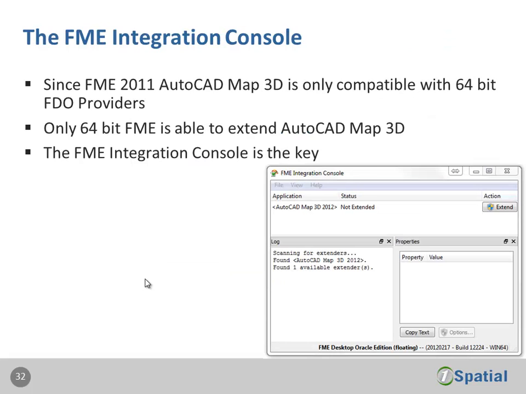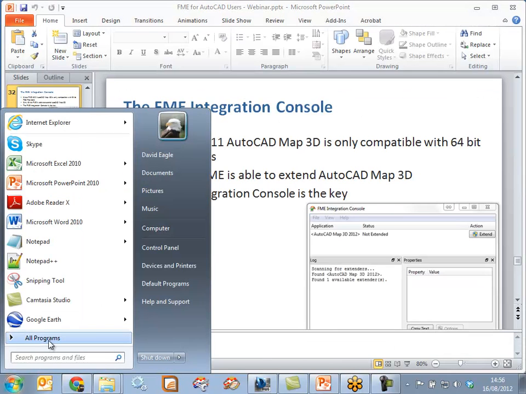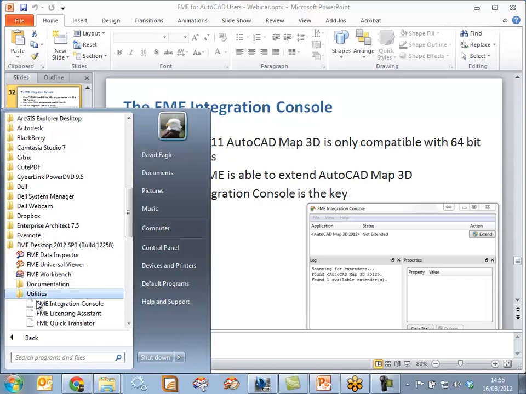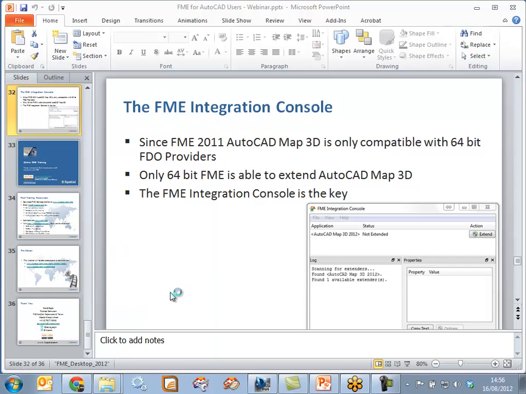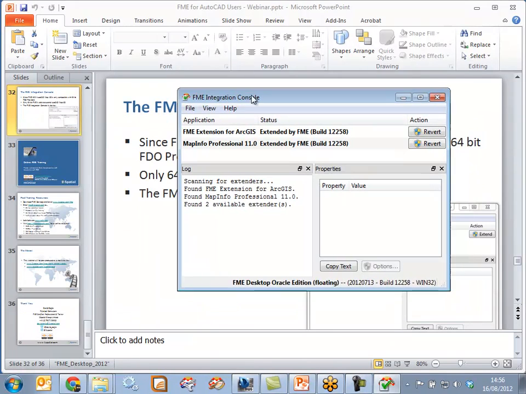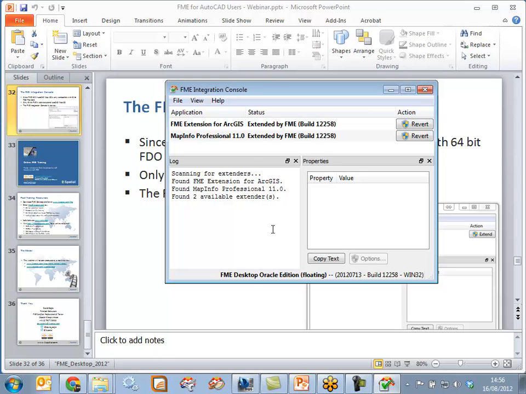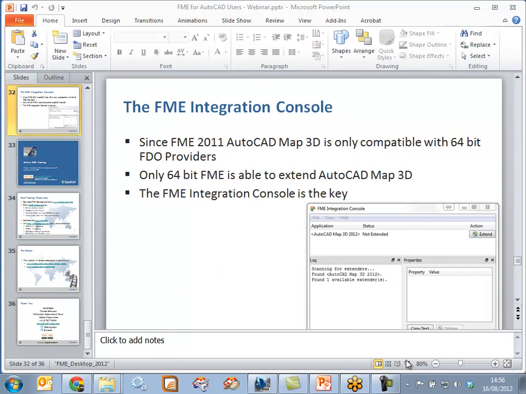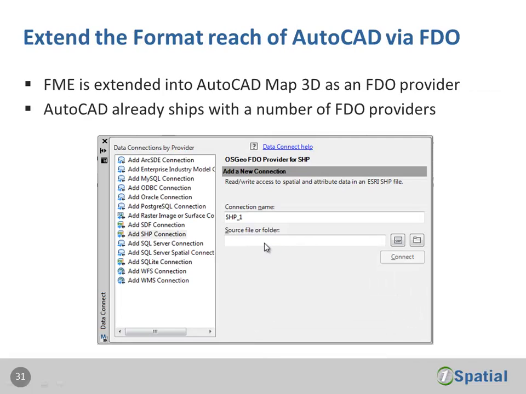And essentially what FME allows you to do is, opening up the integration console, which is accessible through your start bar and there in your desktop install directory under utilities, you can pop open the integration console, and it will show you exactly what products you have on your machine that could be extended by your FME license. I here have MapInfo Professional and also ArcGIS. I'm injecting my FME license into those products to increase their format reach.